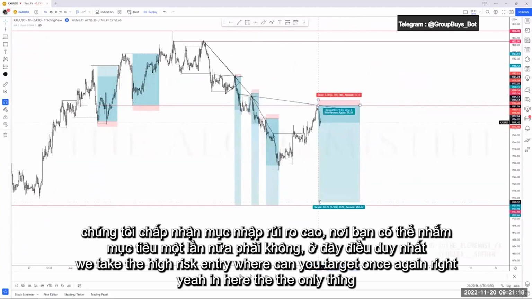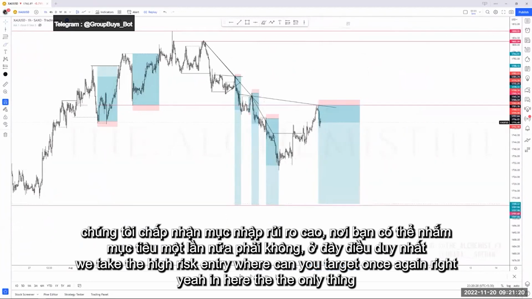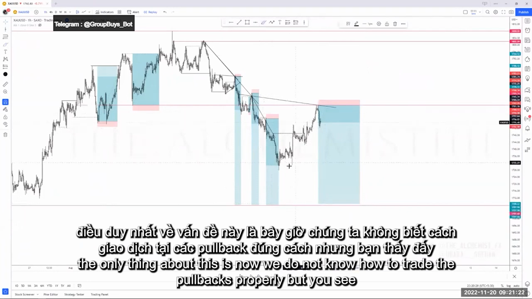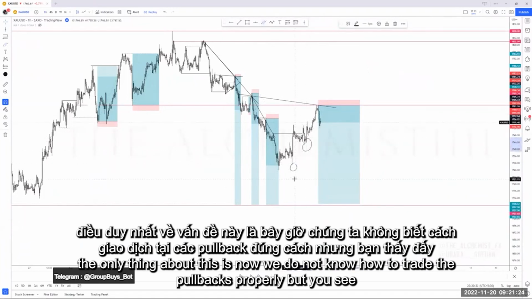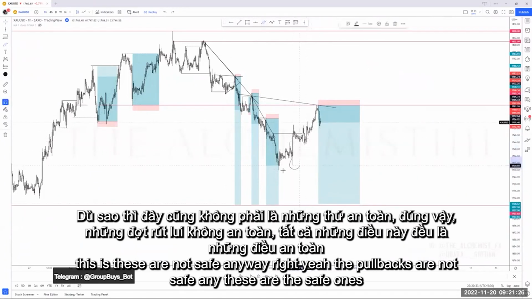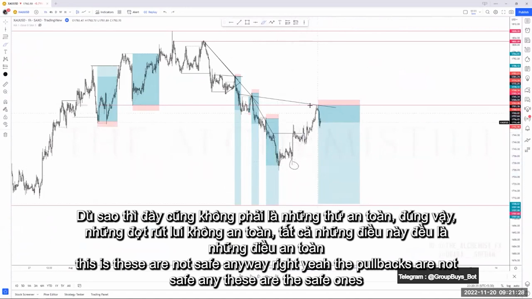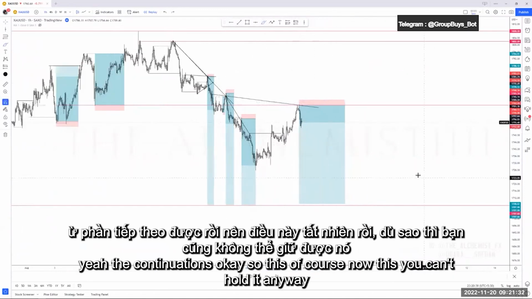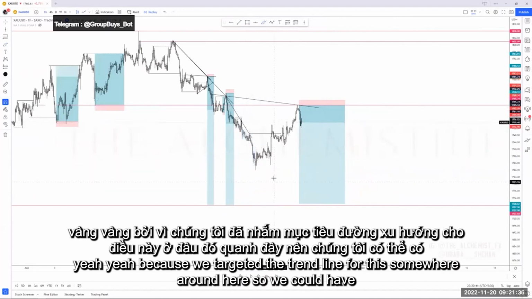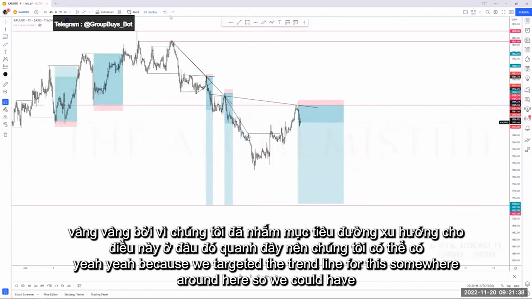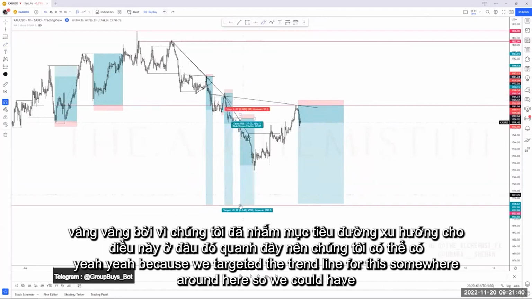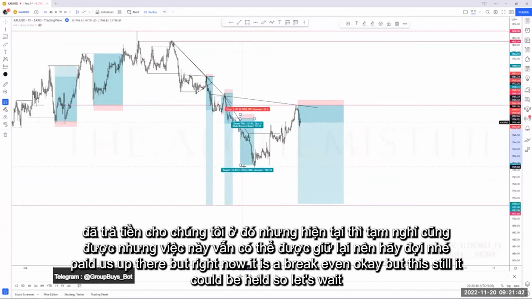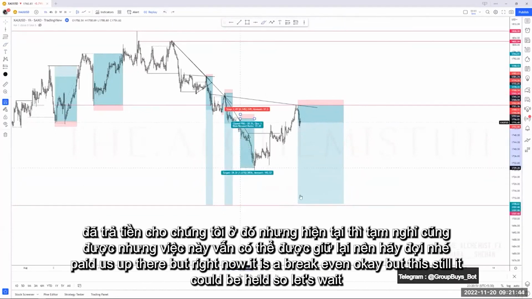The only thing about this is that we do not know how to trade the pullbacks properly. But these are not safe anyway, right? The pullbacks are not safe anyway. The continuations will be the safe ones. This one you can't hold anyway because it was a break. We targeted the trend line for this somewhere around here, so we could have paid ourselves there. Right now it is a break even, but this one could still be held.